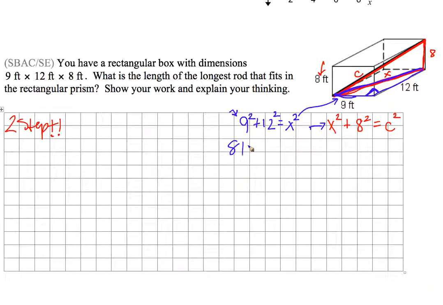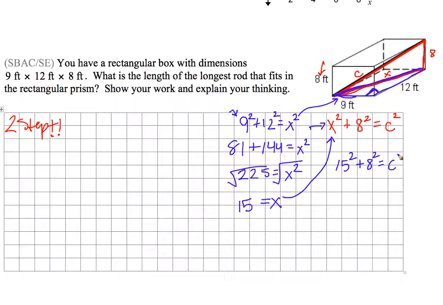So let's see what happens. 81 plus 144 equals x squared. I get 225 equals x squared. X equals 15. So the diagonal on my base gives me x equals 15. So I'm going to take that 15 and substitute it in, and I get 15 squared plus 8 squared equals c squared. 225 plus 64 equals c squared.